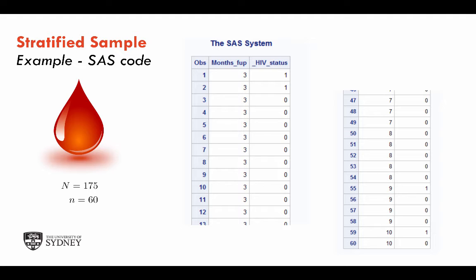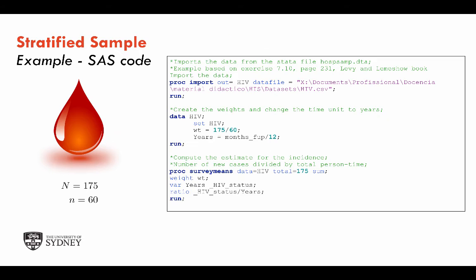So each one of these rows represents one patient, and the first rows are the 3 months follow-up, and we can see that the first two patients tested positive for HIV, and then the rest tested negative. So I do this for the 60 patients in the sample. These 60 patients out of 175. And based on this sample, I want to estimate the incidence rate of HIV positive. So I'm going to do this using SAS. I also have the code for Stata in the next slide.